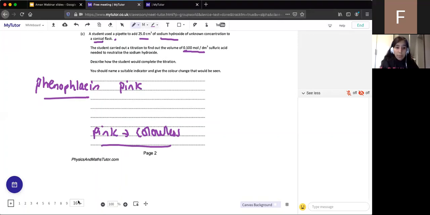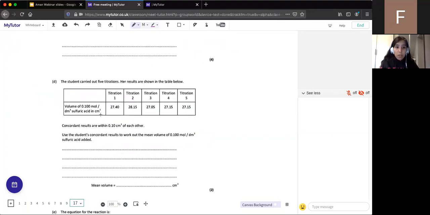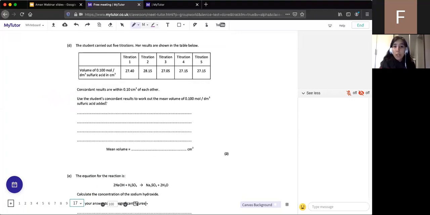Okay, so the student carried out 5 titrations. Her results are shown in the table below. Concordant results are within 0.1 centimeters cubed of each other. Use the student's concordant results to work out the mean volume. So hopefully you remember what concordant means from Monday. So here they've told us though that it's when results are within 0.1 of each other. So which results in this table are within 0.1 centimeters cubed of each other?